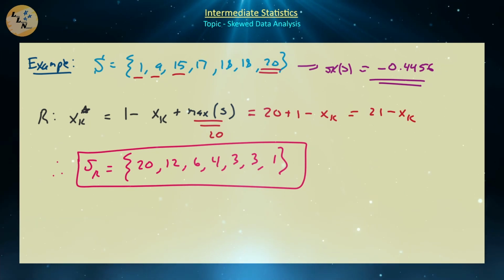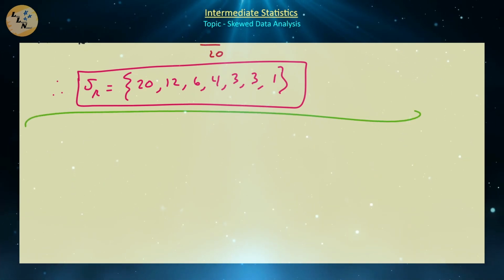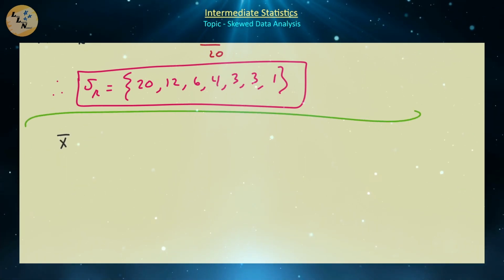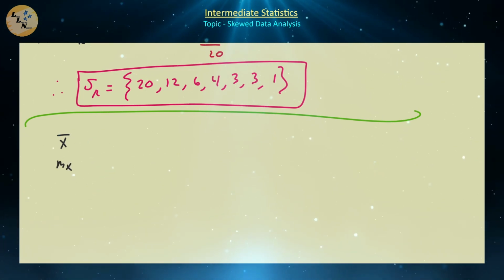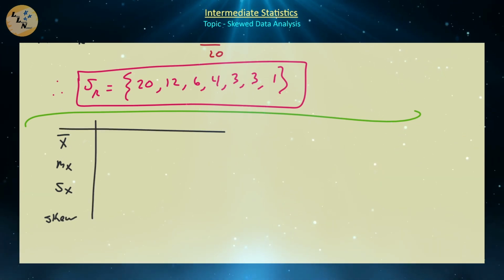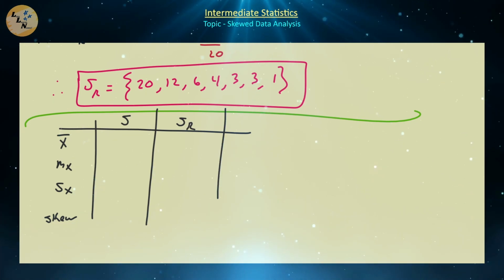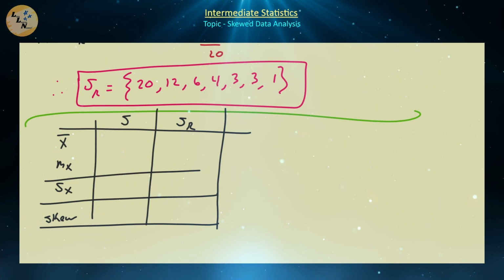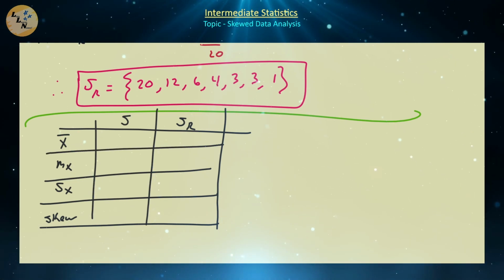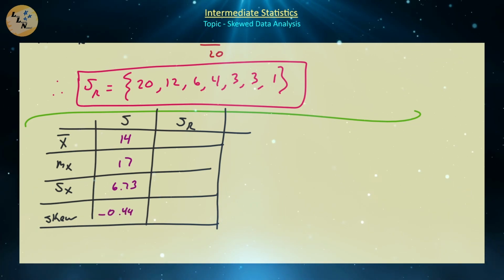Now let's look at a couple of metrics in terms of S and SR, so we can summarize some of those theoretical properties that we were talking about just a moment ago. So we're going to analyze the mean, the sample median, the sample standard deviation, and also the skewness of those particular data sets. So let's look at S and also SR. So what are those going to come out to? We actually already calculated the mean, median, standard deviation and skewness already, or we should have. So that's going to come out to 14, 17, 6.73, and approximately negative 0.4456.